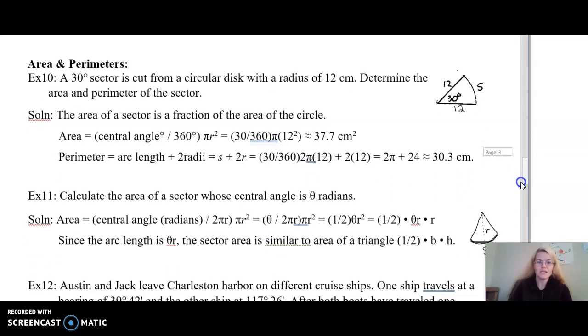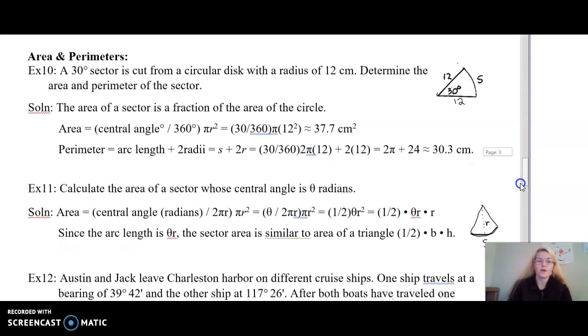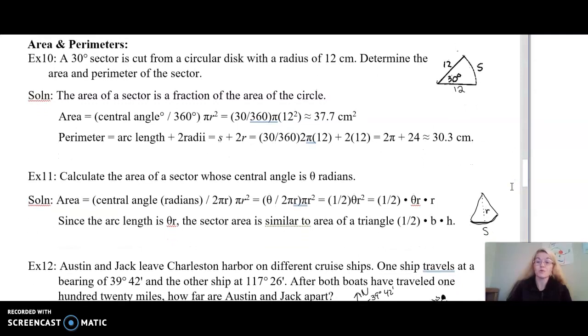Part B begins here. We're going to look at areas and perimeters of sectors specifically. So example 10: a 30-degree sector is cut from a circular disc with a radius of 12 centimeters. Determine the area and the perimeter of this sector. Remember, S here indicates arc length, the distance from this point to this point.